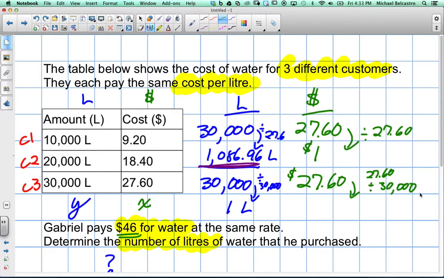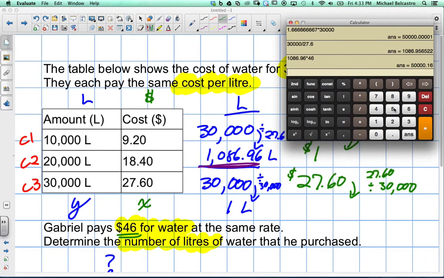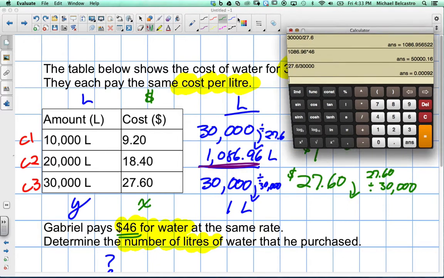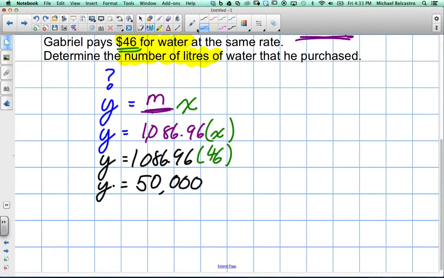Now this is going to give us a pretty small decimal value. Let's see what we get. 27.6 divided by 30,000. Okay, 3 zeros, so decimal place, 3 zeros, 92. So 0.00092. This is our new rate. Okay, and how do we build our algebraic equation?